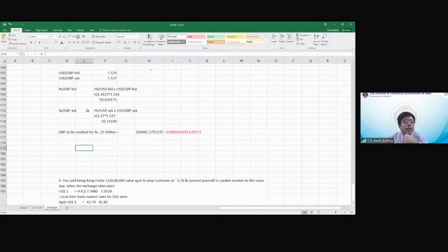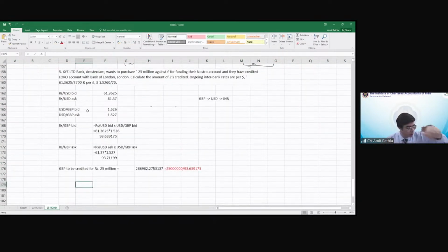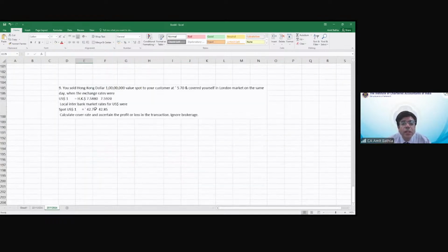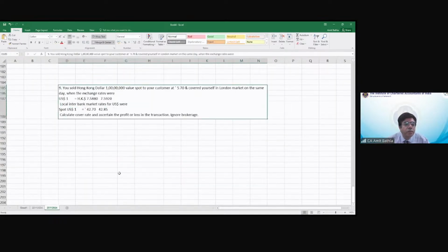So before the break, the last question that we had done was where we had to determine how many pounds are required based on the cross rate conversion from GBP to USD to INR. Now we go to question number 9 from our assignment sheet. Question number 9.